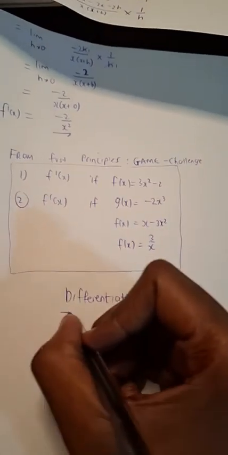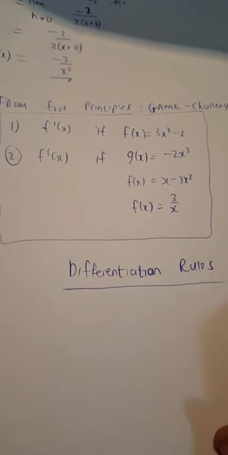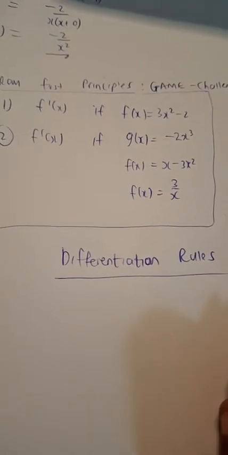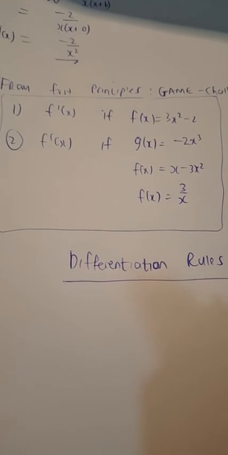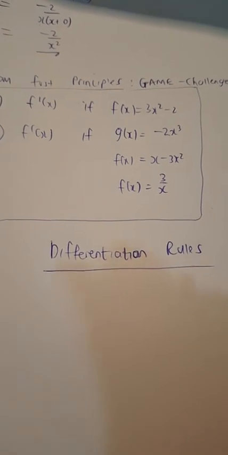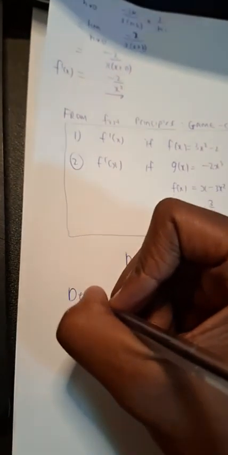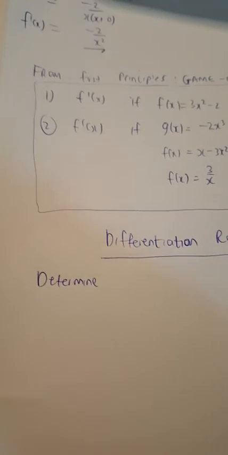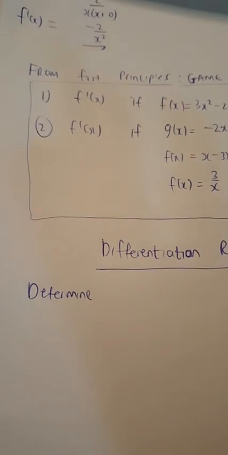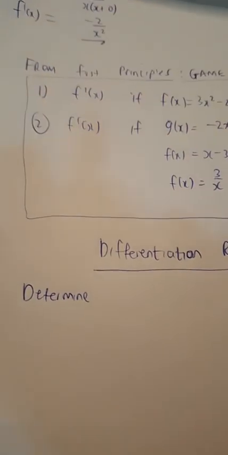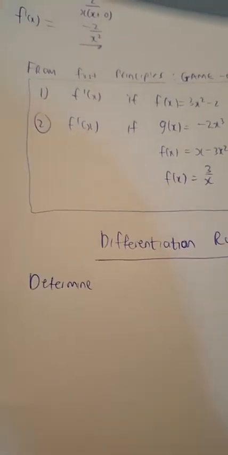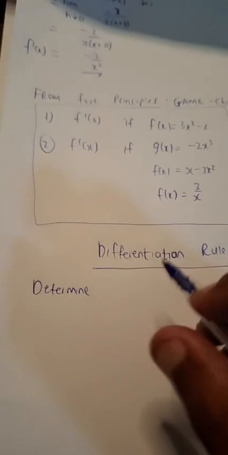Differentiation rules. Life can be made very easy, okay? But the only thing with differentiation rules is that we have different notation that we need to be very much aware of. I'm going to look at different questions here. They all have to do with differentiation. So instead of using first principles, there's a much quicker method of differentiating a given function, or a given expression, or a given equation. So we're going to look at those differentiation rules.